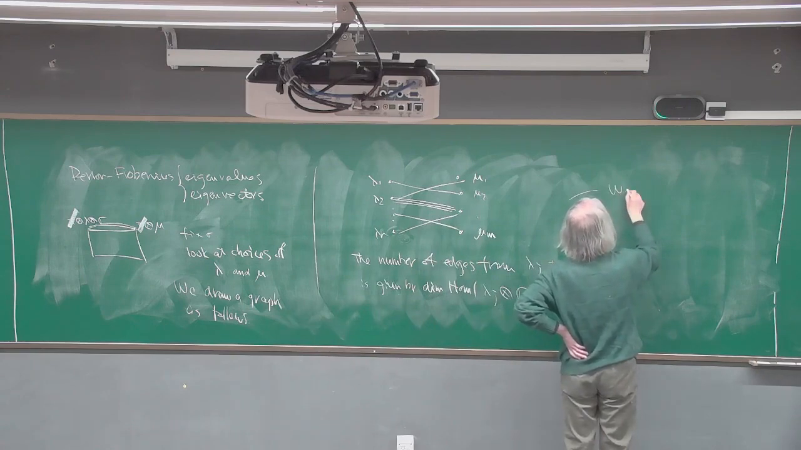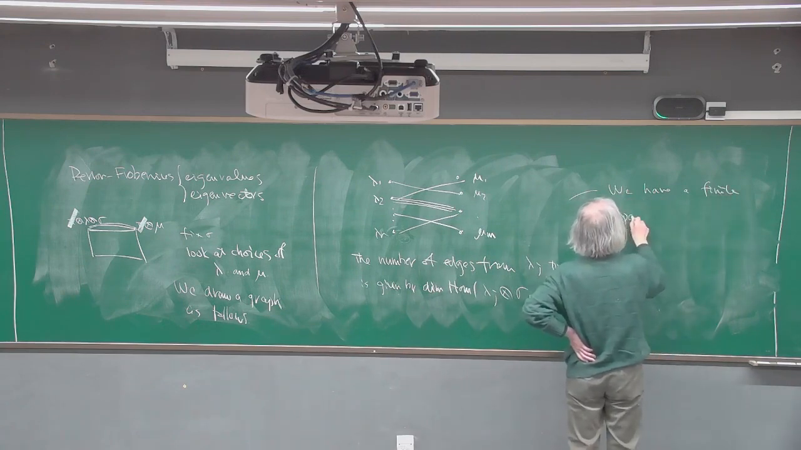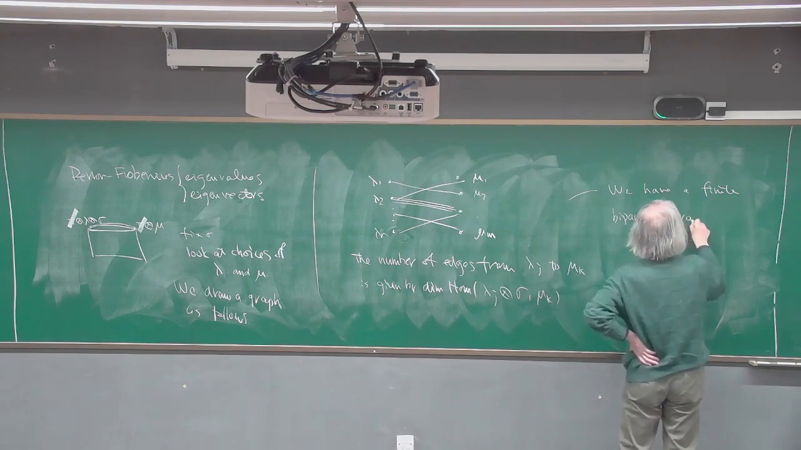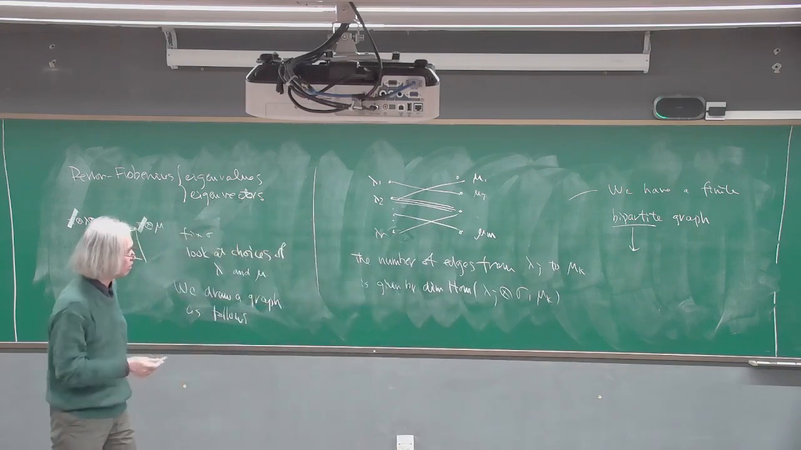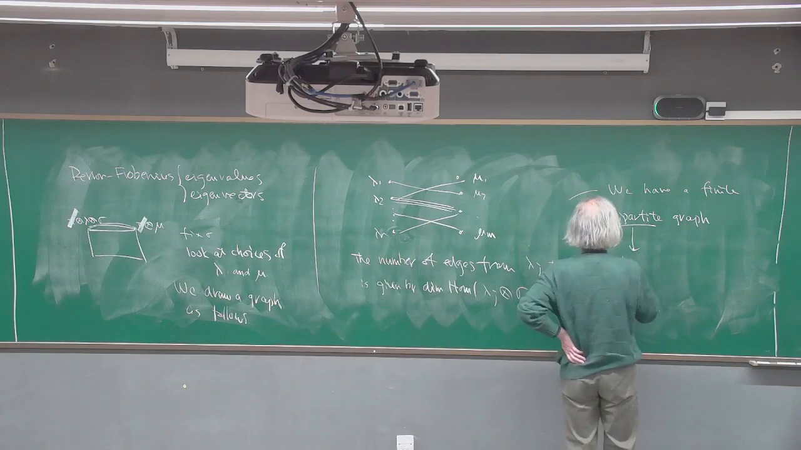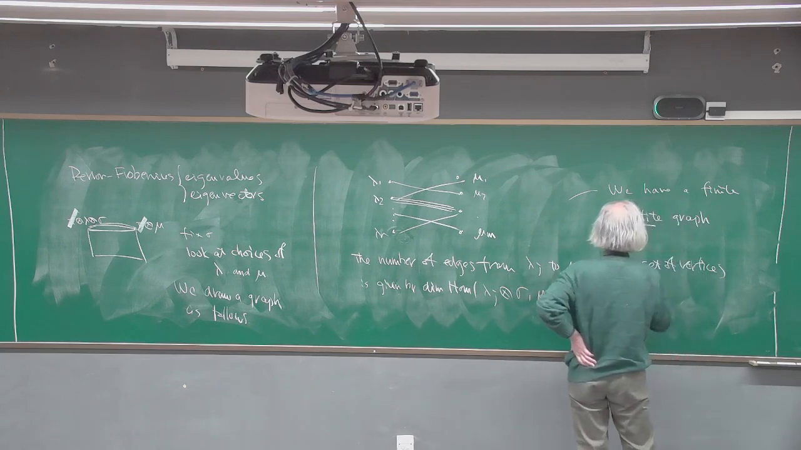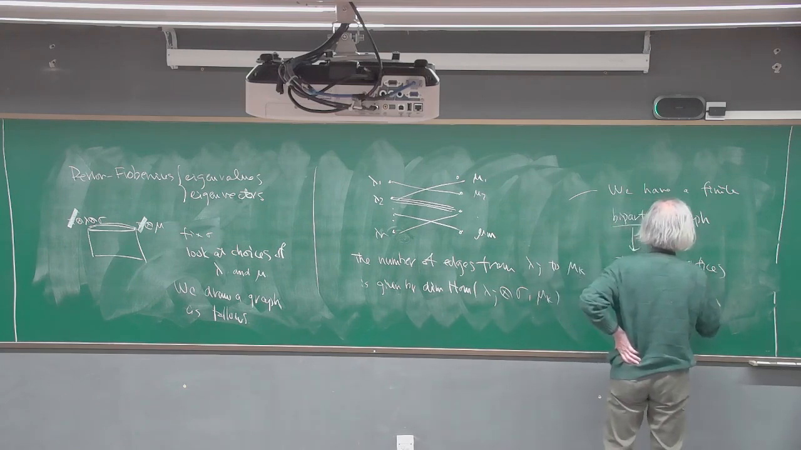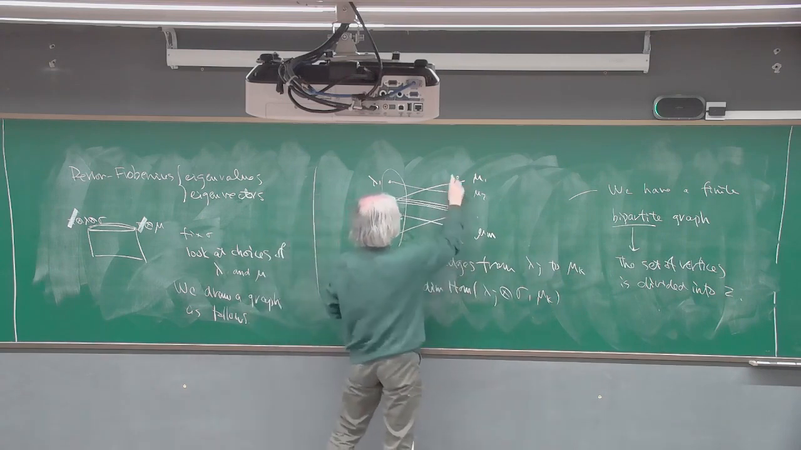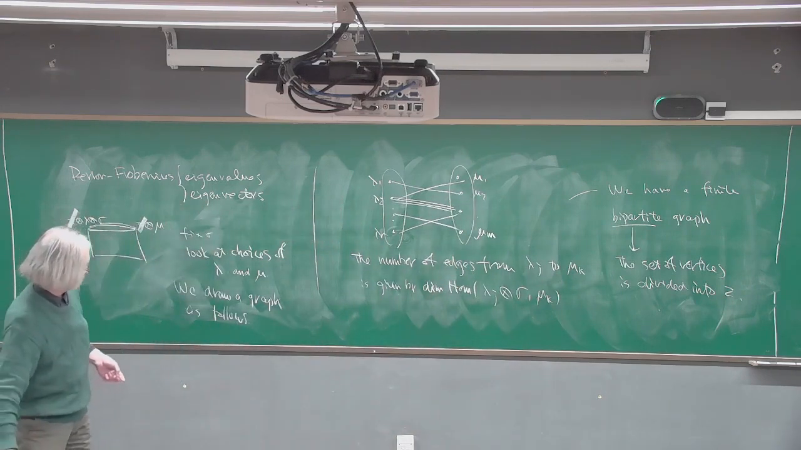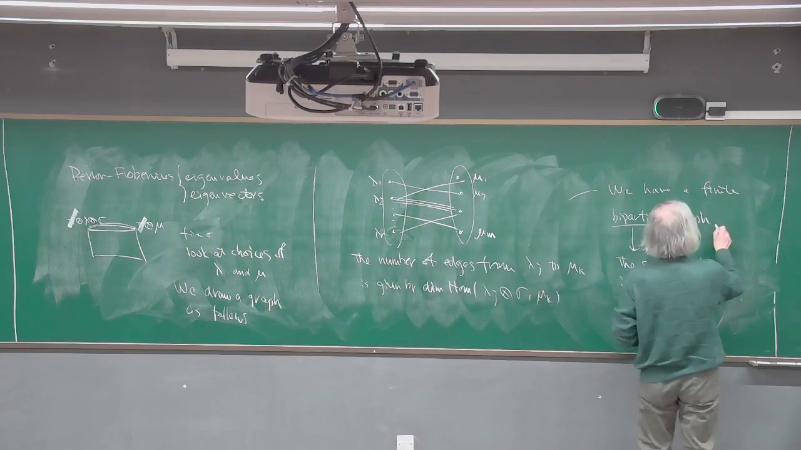So in this way, we get a finite bipartite graph. Here, bipartite means that the set of vertices is divided into two sets. Here we have one set of vertices, and we have another set of vertices. But this graph may be disconnected.